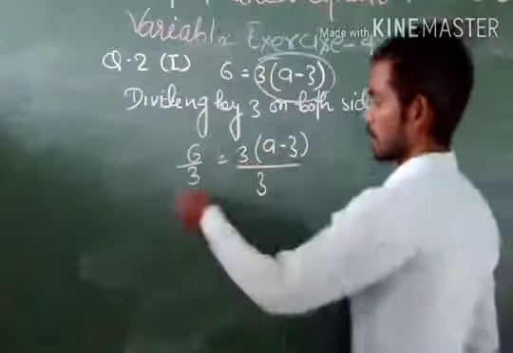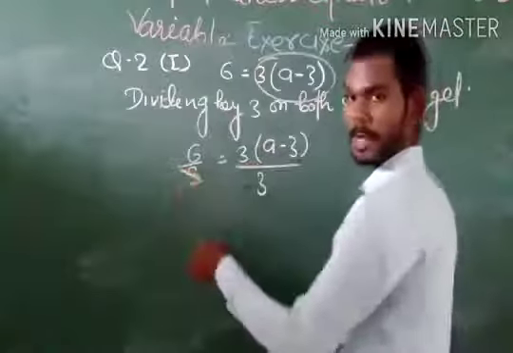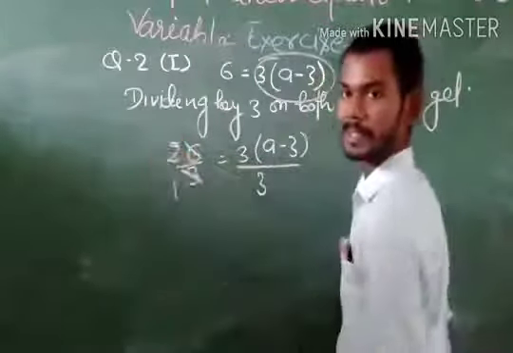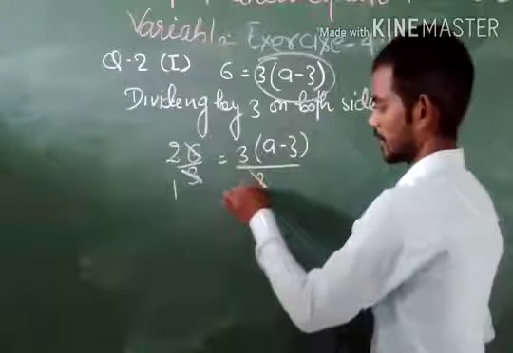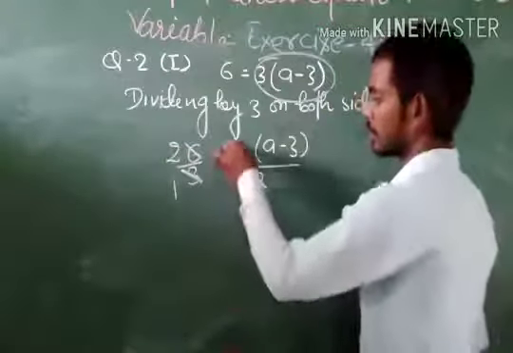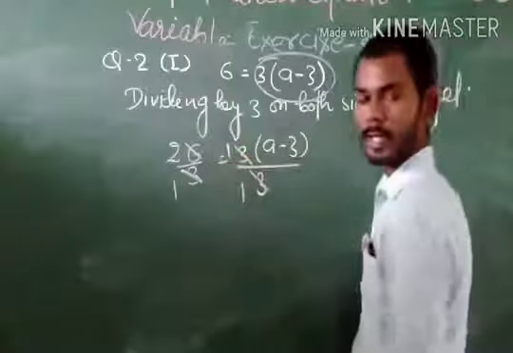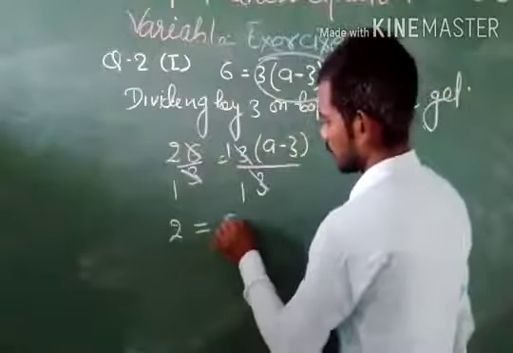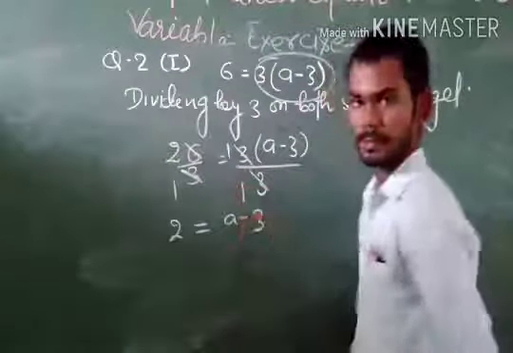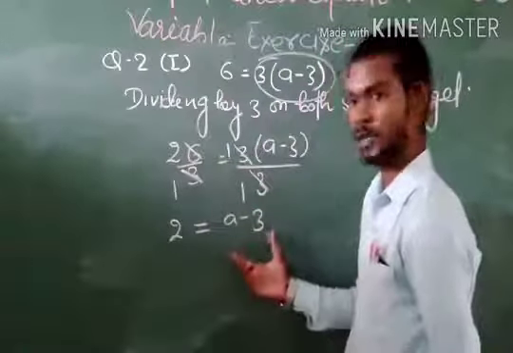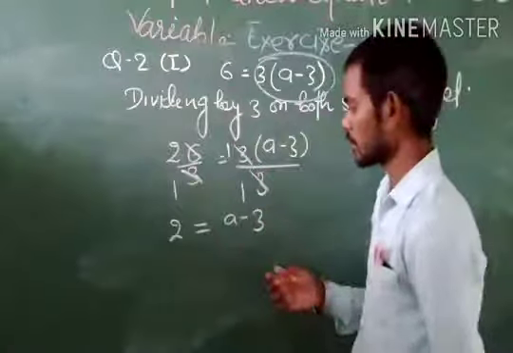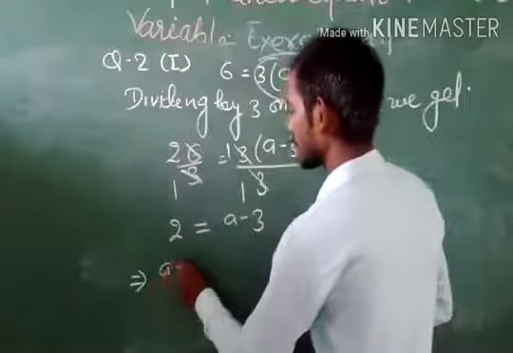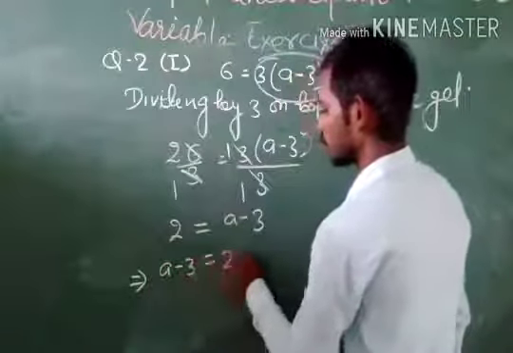Now we have 3 multiplied by 2 is equal to 6, and 3 multiplied by 1 is equal to 3. So we have 2 is equal to a minus 3. Now this equation becomes like our previous equation. So we can also write this equation as a minus 3 is equal to 2.